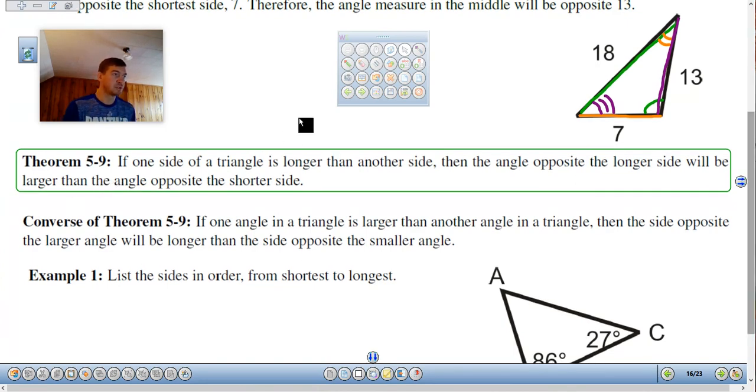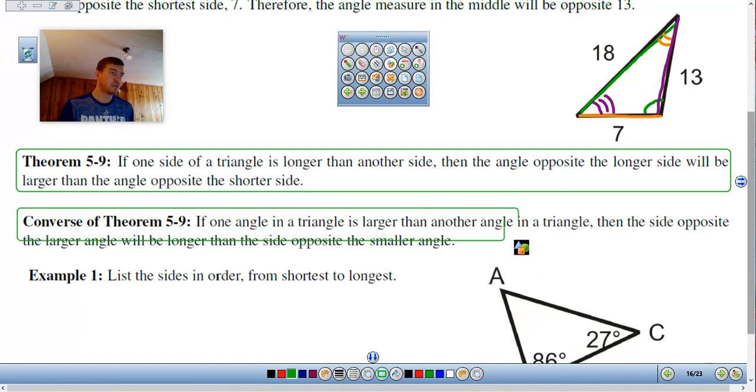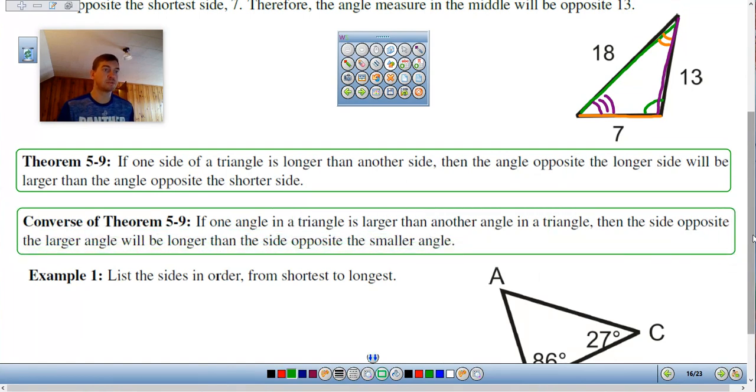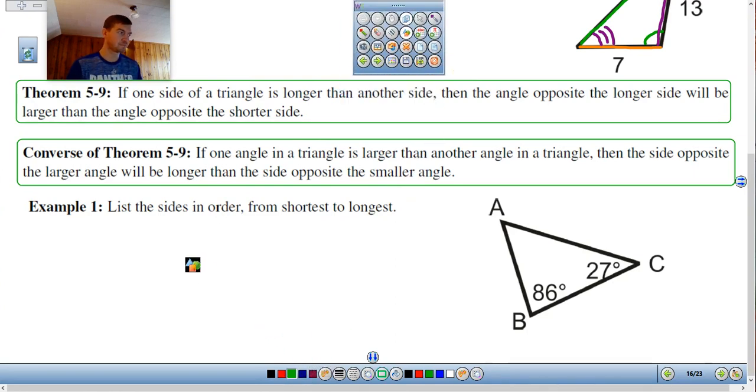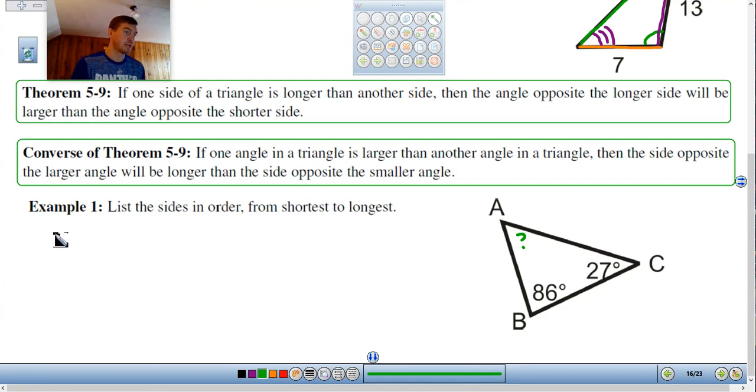And then the converse of that is also true, which means if we flip it around and we say, well, this angle is larger than another angle, then that means the side opposite the larger angle would be longer than the side opposite the smaller angle. So here it says, list the sides in order from shortest to longest. Well, in order to do this, we're going to need to know the measures of the angles. And I see we have 86, and we also have 27, but I don't have this third angle. So I'm going to use triangle sums to figure out the measure of angle A.